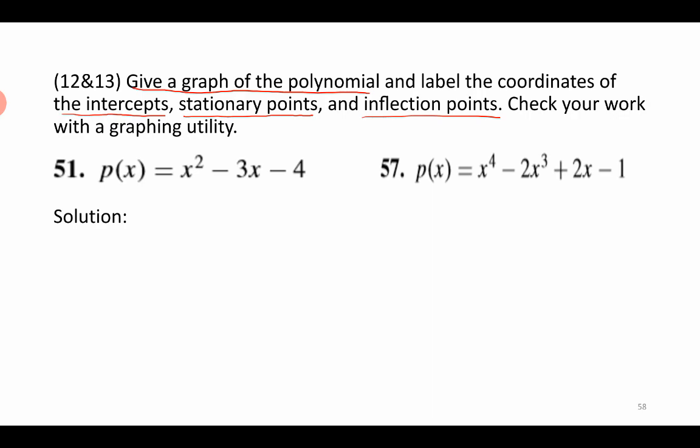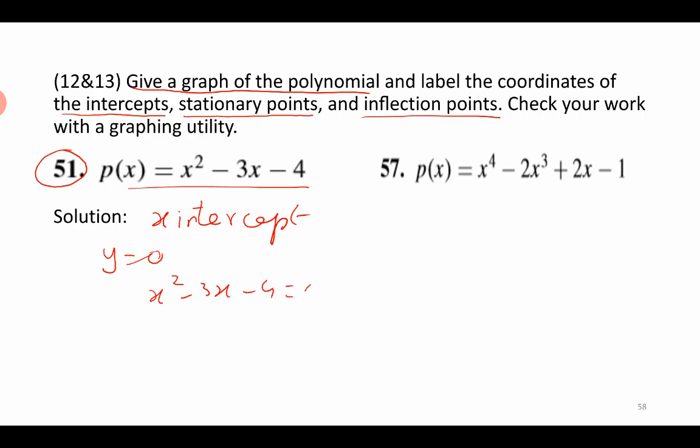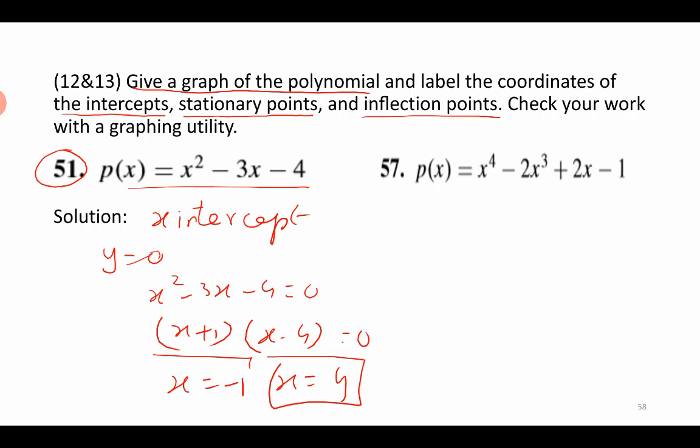Okay, for problem number 51, first x and y intercepts. You can find x-intercept when you take y is 0. That is the roots of this polynomial, isn't it? So what do you get? x squared minus 3x minus 4 is 0, can be written as (x plus 1) times (x minus 4) equal to 0. So x is equal to negative 1, x is equal to 4. Both are simple roots. Root of multiplicity 1, isn't it?